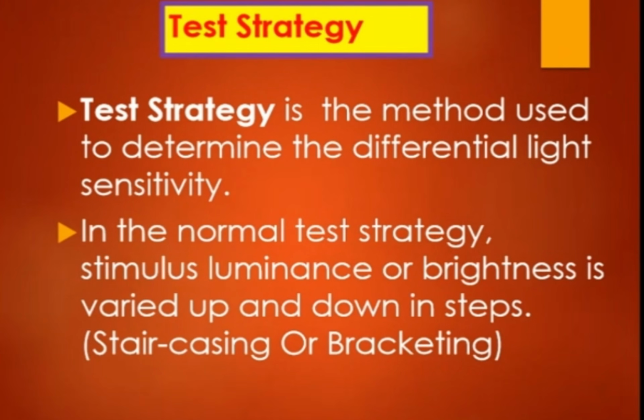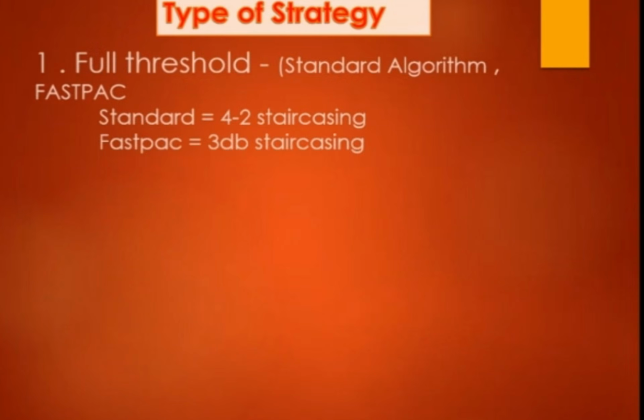So for the test strategy, like I said earlier, it's actually a method used to determine the differential light sensitivity. It is a pattern the machine uses to graduate the intensity of the light shown at different retinal points. In the normal test strategy, stimulus luminance or brightness is varied up and down in steps. Some machines use staircasing or bracketing strategies.